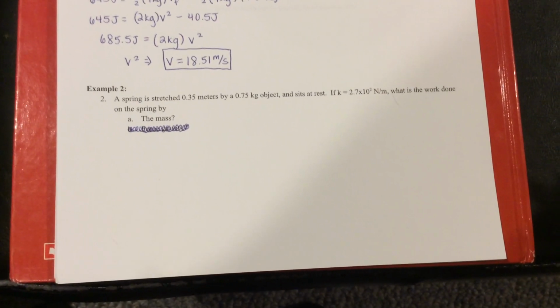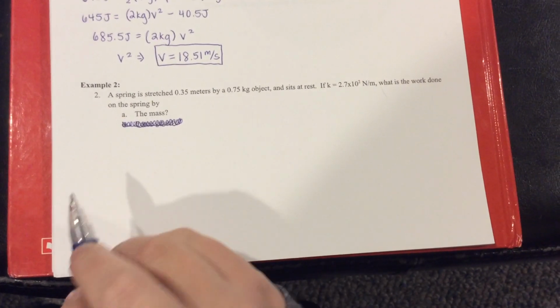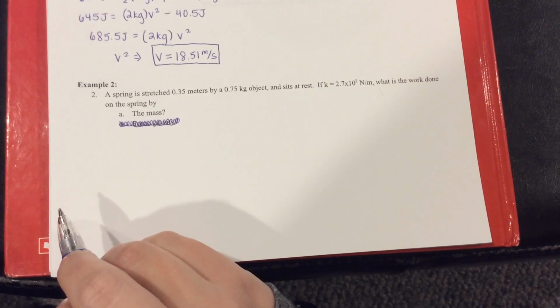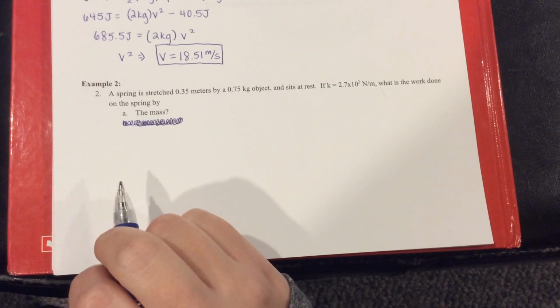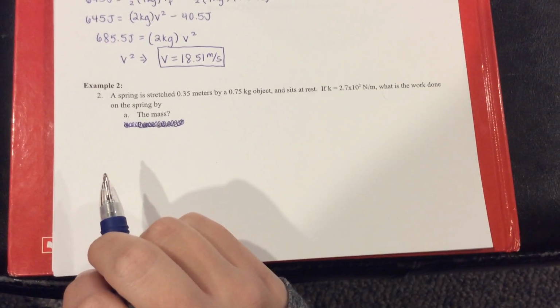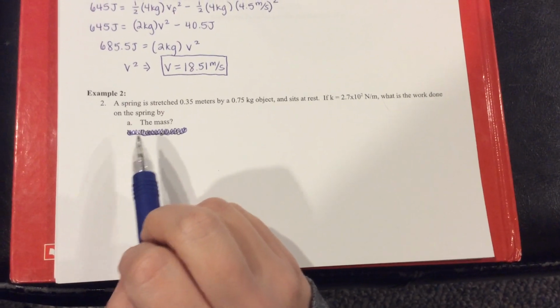Okay, everyone, here's our second example problem for chapter 7. And this one says a spring is stretched by 0.35 meters by a 0.75 kilogram object and sits at rest. And if K, the spring constant, is equal to 2.7 times 10 to the second newtons per meter, what is the work done on the spring by the mass?